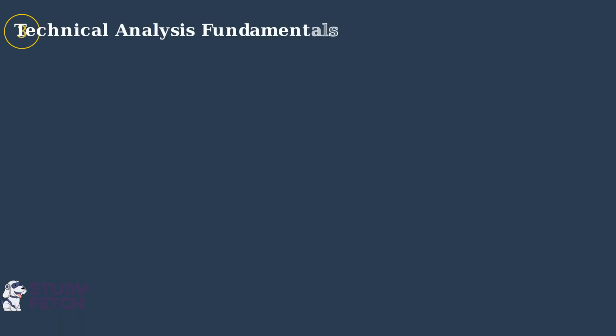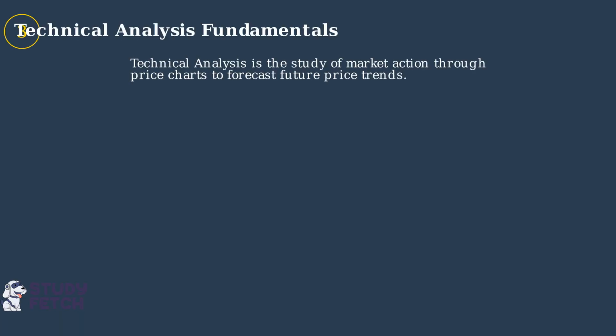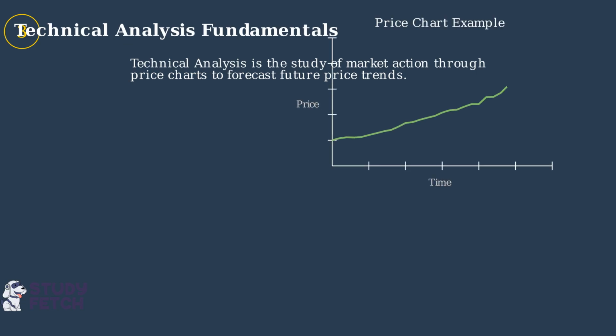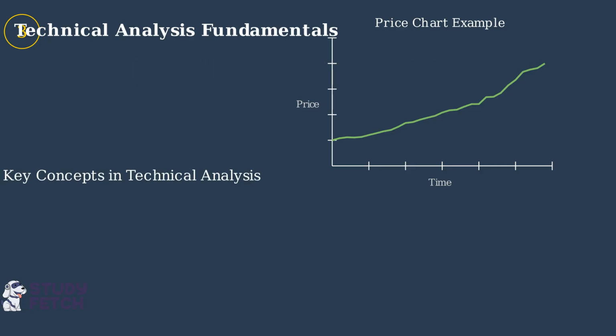Technical analysis is the study of market action through price charts to forecast future price trends. Technical analysts study price charts and other market data to identify patterns and predict future market movements. One of the fundamental concepts in technical analysis is support and resistance levels. Support is a price level where buying interest is strong enough to overcome selling pressure. Resistance is a price level where selling pressure overcomes buying interest.